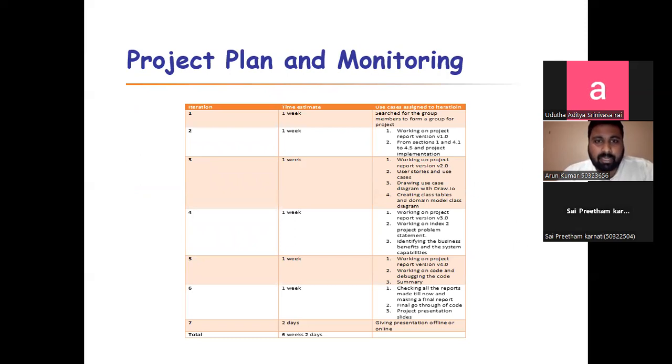So this is our project plan, and we monitored it over the last 4 or 5 weeks. We are continuously giving updates on the D2L website, and we also submitted our documents. In the first week we worked on the project, in the second week we submitted the use case diagram, in the third week we submitted the business benefits of the system, and in the fourth week we submitted our code, after we debugged everything. We also included the use case diagram in our project. Okay, next slide.